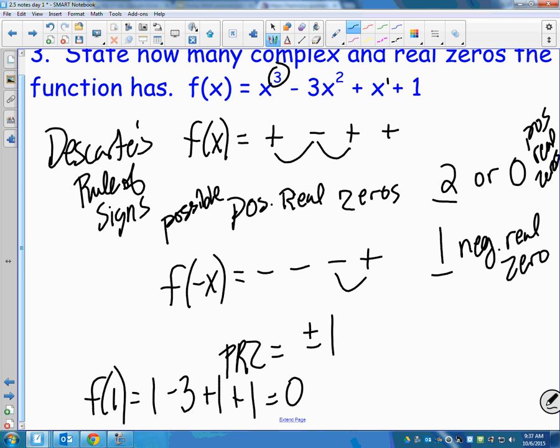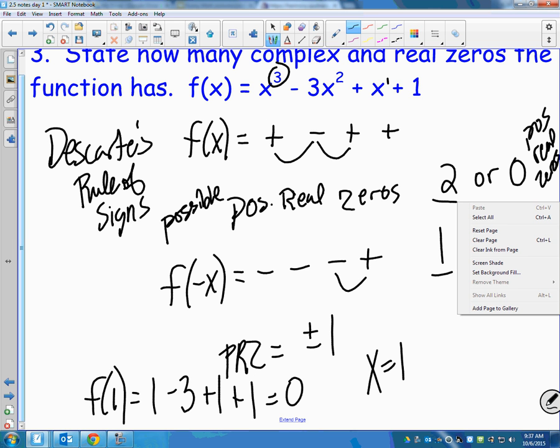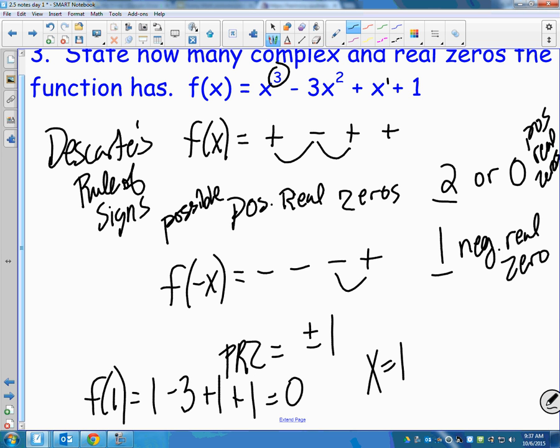Does this problem actually say we have to find what the zeros are? So here's where Descartes' signs can help you. If I know there is one positive zero at x equals 1, does there have to be another positive zero? Because it's 2 or 0. You see what I'm saying? So there has to be 2 or 0 positive, which means we could just stop here.